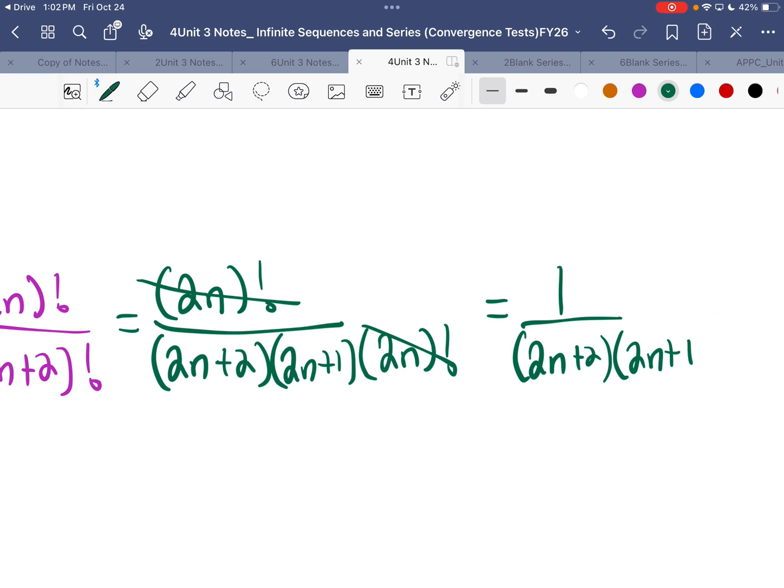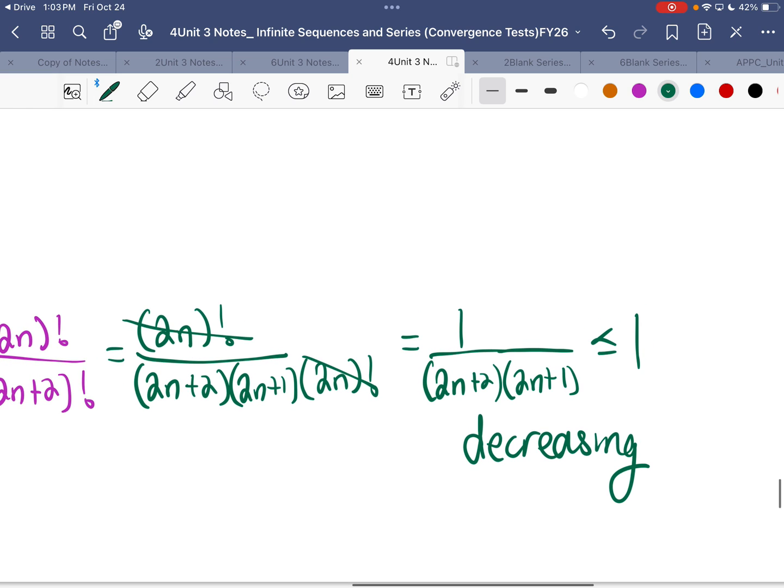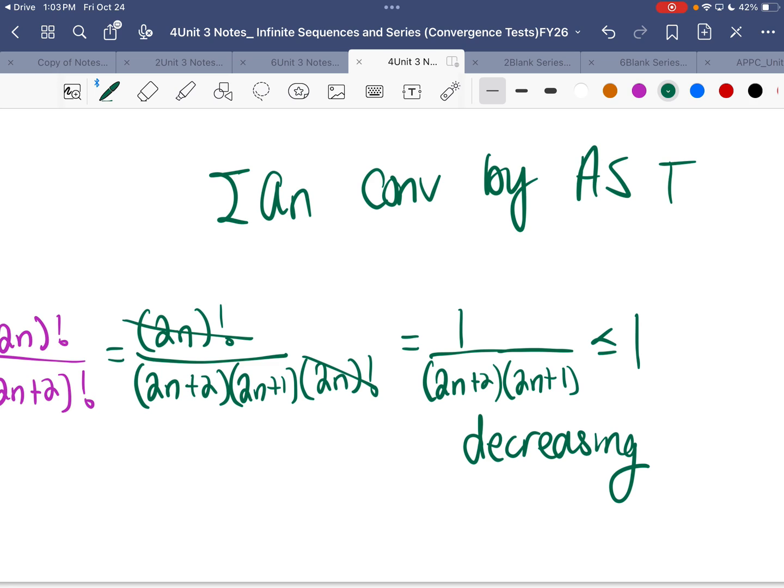Wait, what is this for? This is the algebraic way of seeing if it's decreasing, just in another way. Is this going to be less than 1? Yes, so it's decreasing. This is just another method to show things are decreasing. Also, it's good prep for when we do the ratio test. So this one is converging by AST.